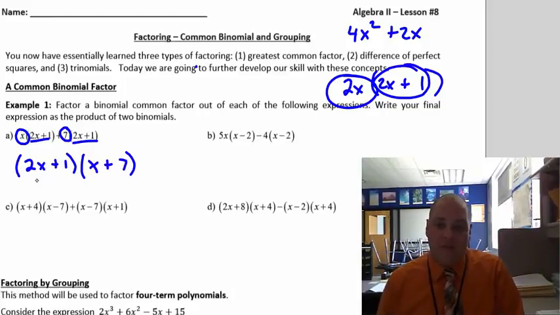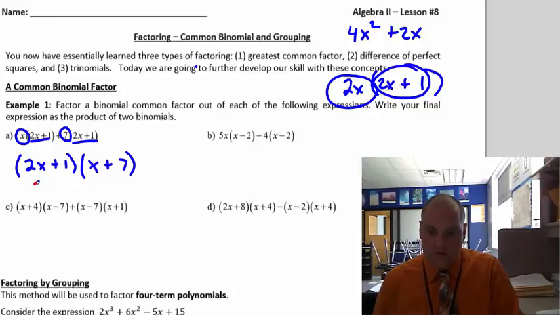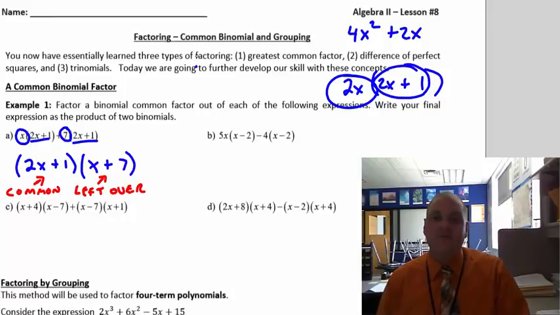You might want to write a note for that. So this right here, this 2x plus 1 was the common, and the x plus 7 was the leftover. Okay? And that's kind of how we're going to do these.